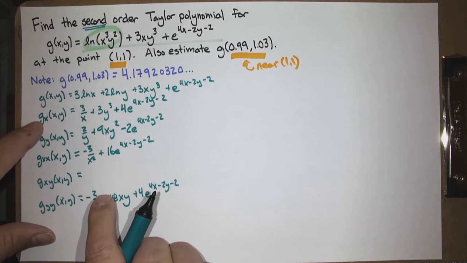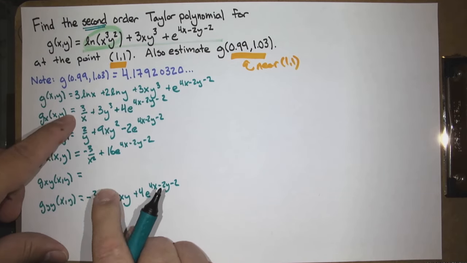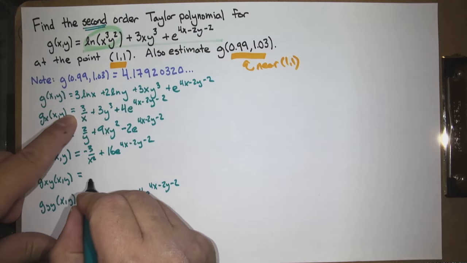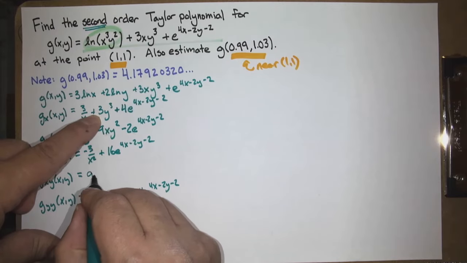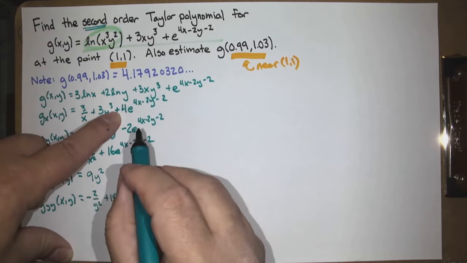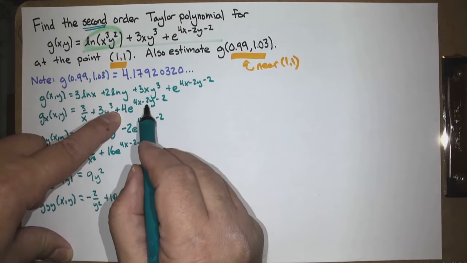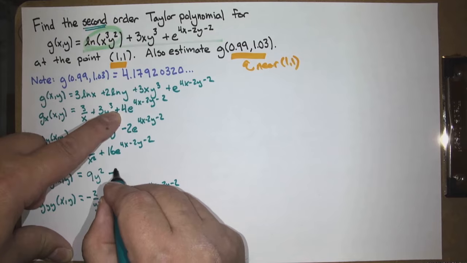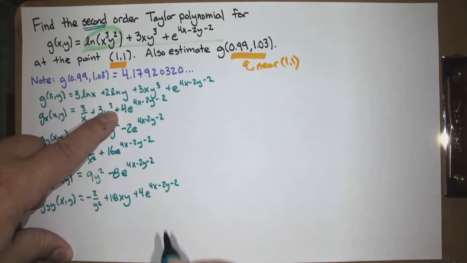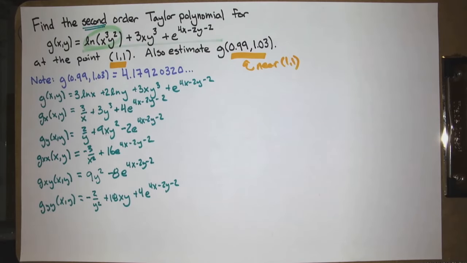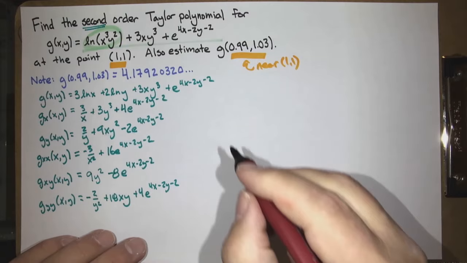Well, let's take the derivative of g sub x with respect to y. The derivative of 3 over x with respect to y is 0. The derivative of 3y cubed with respect to y is 9y squared. And here, the chain rule will give minus 8 e to the 4x minus 2y minus 2. All right, so we've gathered our partial derivatives.